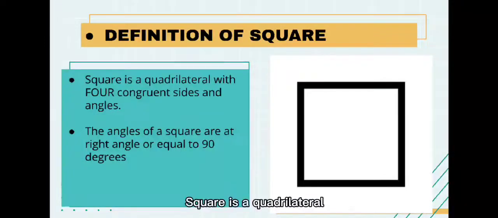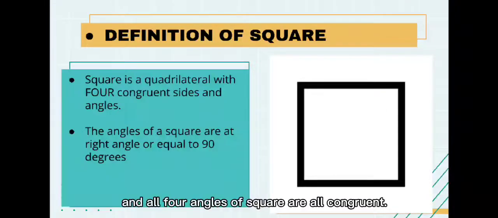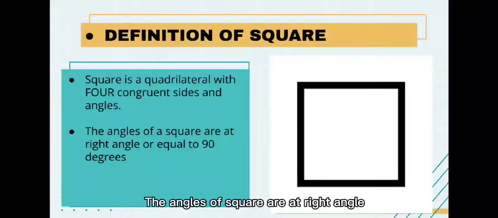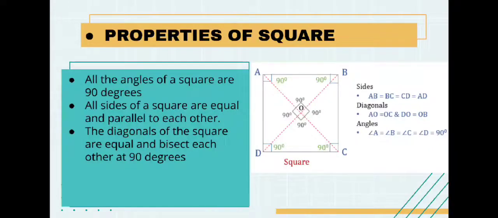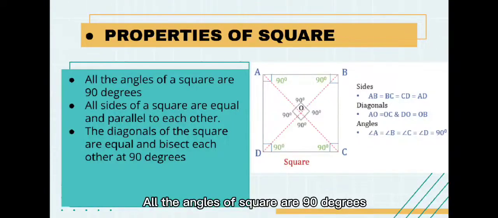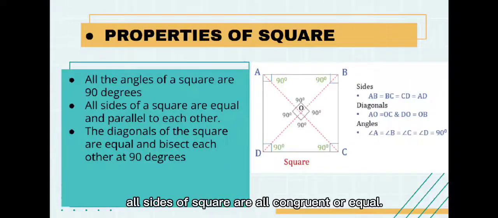Definition of square. Square is a quadrilateral with 4 congruent sides, meaning all 4 sides of a square are congruent or equal, and all 4 angles of a square are congruent. The angles of a square are right angles or equal to 90 degrees. Properties of square. All the angles of a square are 90 degrees or right angles. All sides of a square are equal and parallel to each other. Like I said a while ago, all sides of a square are congruent or equal.